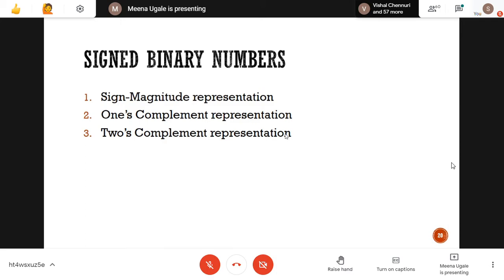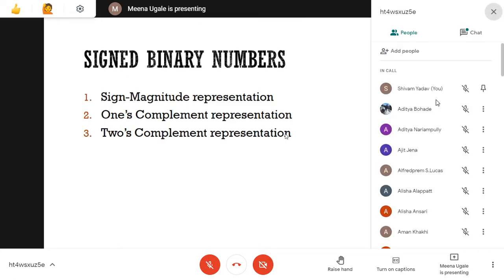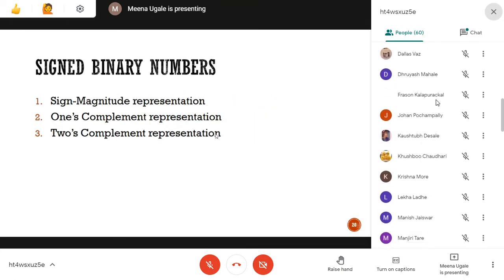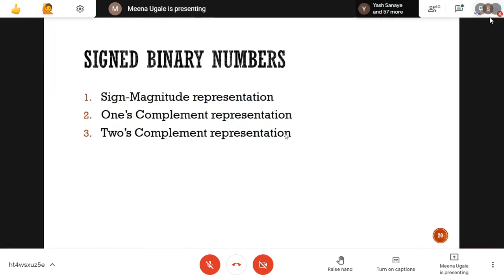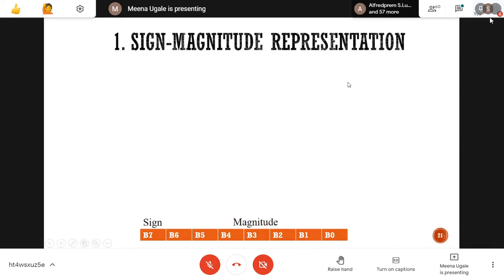The same number written, if I write something in terms of 0101 and I ask you what is the decimal equivalent for this, I will get three different answers when I go for these three different representations. That's why this is a very important part, which representation system you are following. Based on that, you will find the answers for the equivalent decimals. These are the three ways: sign magnitude, 1's complement, and 2's complement representation. Very simply, one by one we will see these three representations.